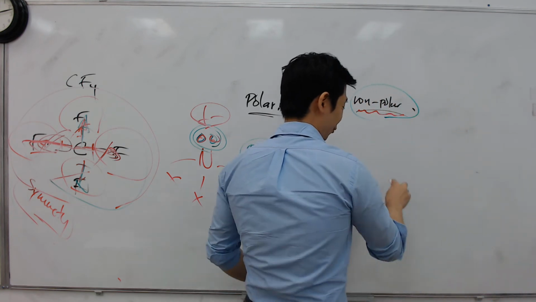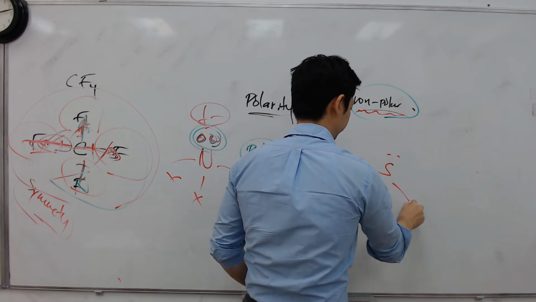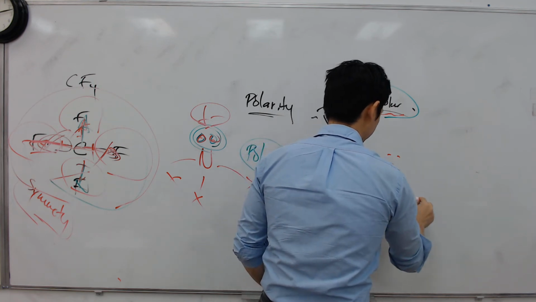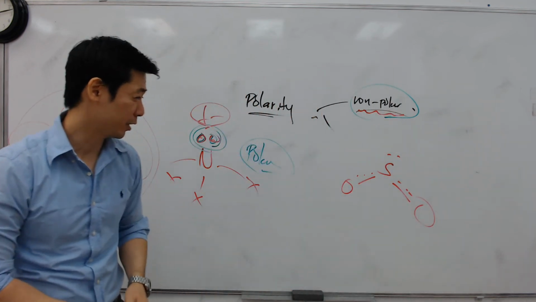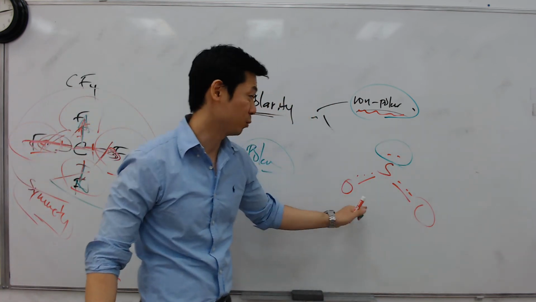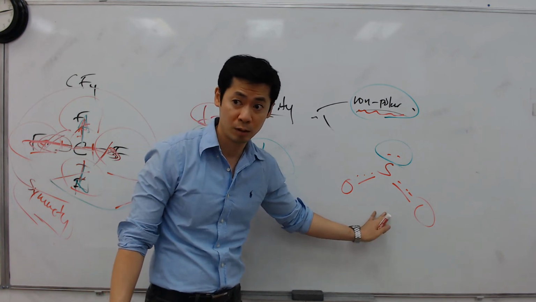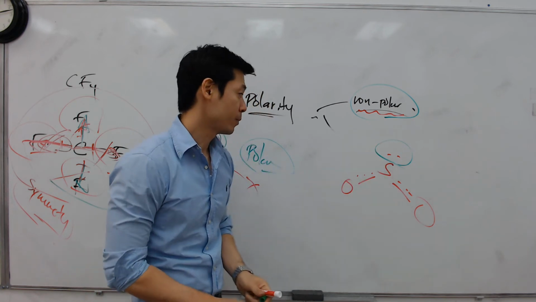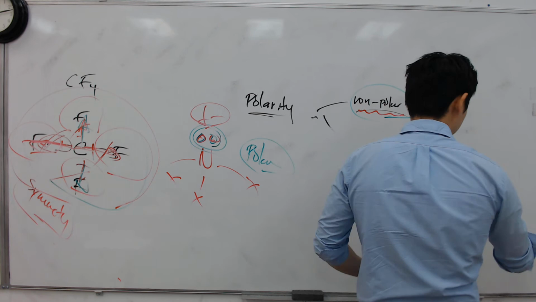Same thing, guys. When you show SO2, what do you think? What is the polarity of this one? Again, there's a lone pair of electrons, so this will be a polar molecule. Lone pair electrons right there. But what about SO3?